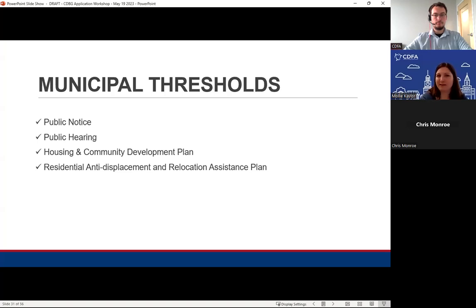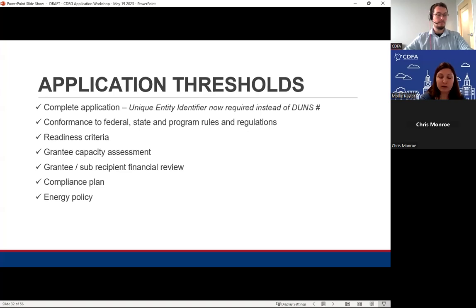What we're also looking at when an application comes in is some specific application thresholds. So this additional documentation is required throughout the application to enable CDFA to further evaluate the application for readiness and to also understand the capacity of the grantee and the sub-applicant if applicable. These application thresholds include a complete application. We are making sure when it initially comes in that the application is complete, including having the UEI and other pertinent organizational information in the application.